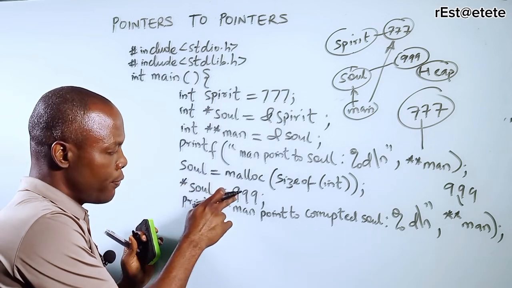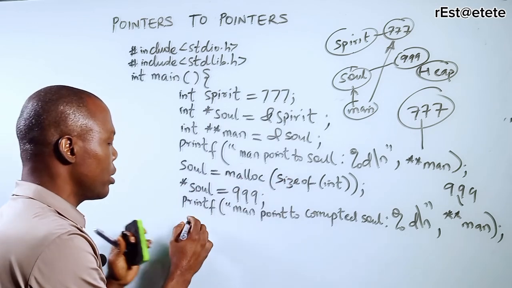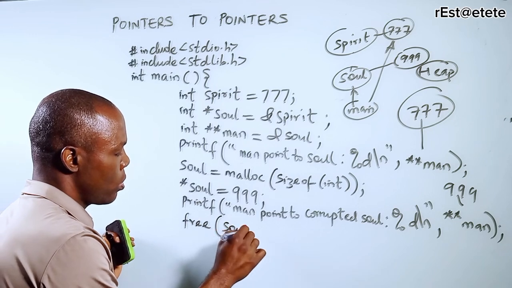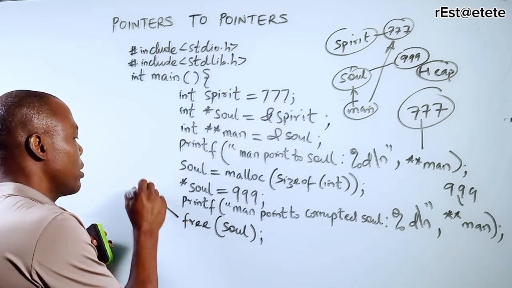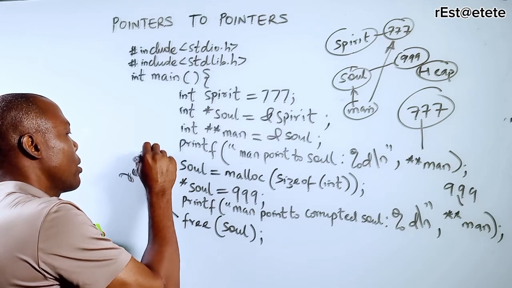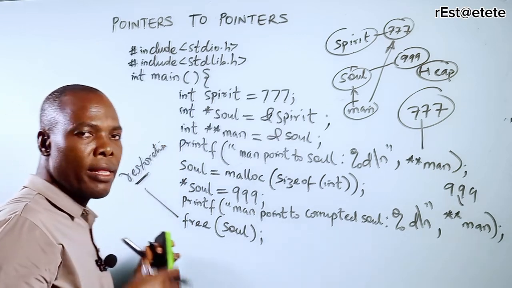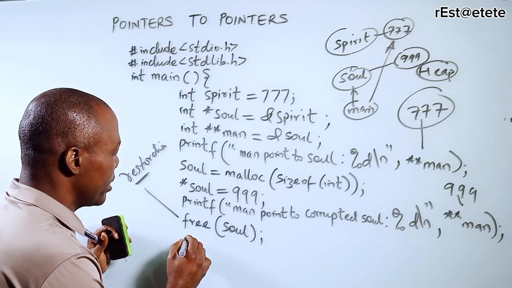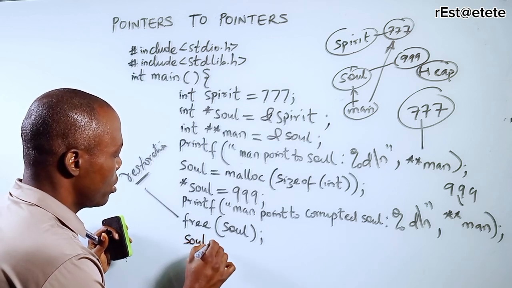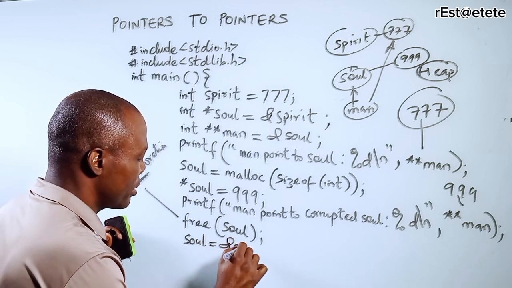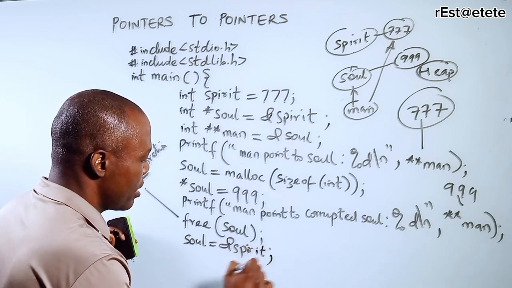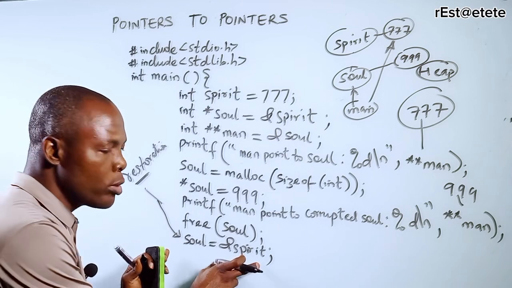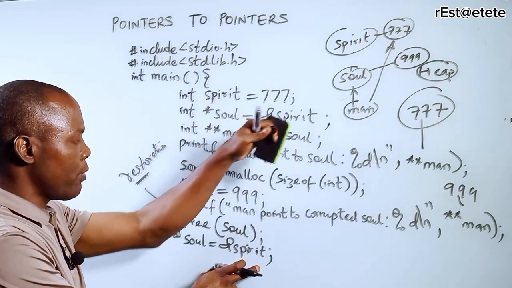So the next thing I will do is free this soul. I will free this soul from this memory. So I will call my free function, free soul. So this is restoration. I'm trying to restore man back to the original creation. So I'm going to free this soul. Then I will now say soul points to the address of spirit. So this is actually the restoration. I'm pointing soul back again to the address of spirit.